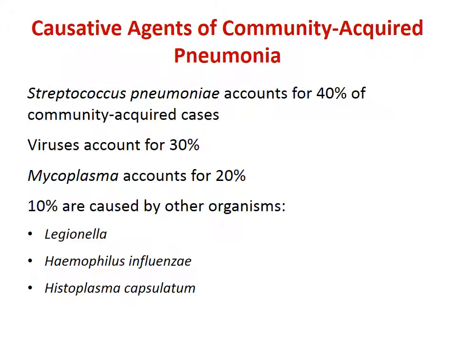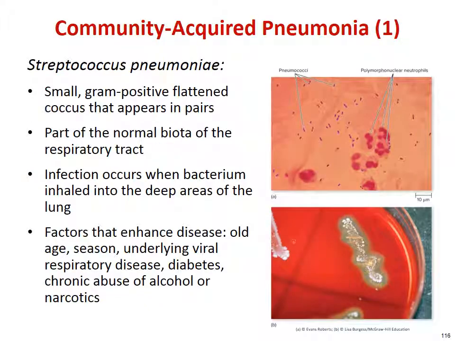So one of the most common causes here is Streptococcus pneumoniae. It's going to cover about 40% of all community-acquired cases. We also see viruses are very common, but there's a wide variety of them. We will have some cases of mycoplasmas, which are going to cause walking pneumonia, and then some rare offshoots like Legionella and HIB, as well as Histoplasma capsulatum. So let's start off with Streptococcus pneumoniae, which we've talked about numerous times at this point.